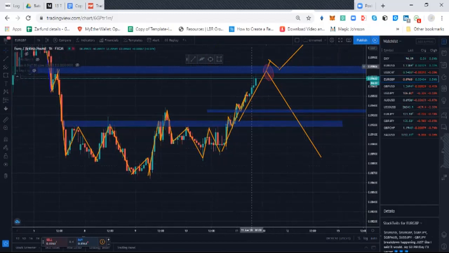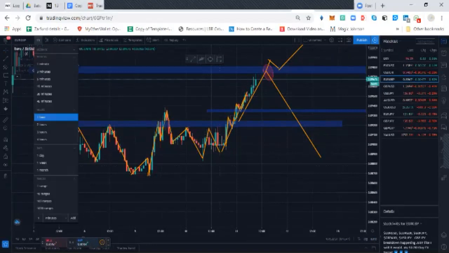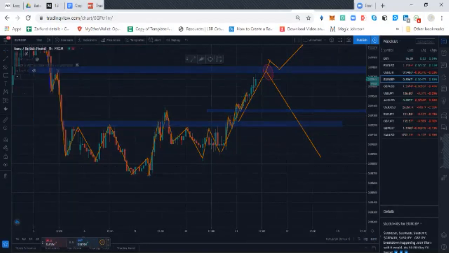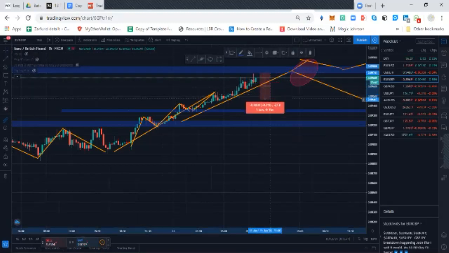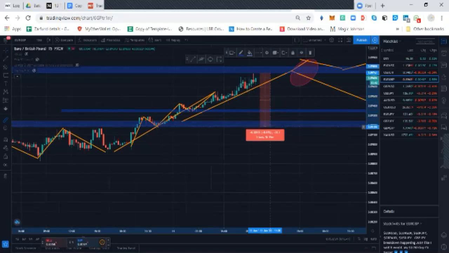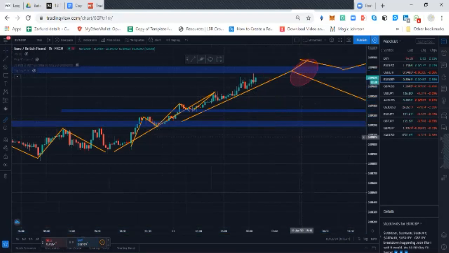All right, and for us to know exactly that that's what's going to happen, on the 15 minutes we are going to see some kind of a reversal around there. Very soon, that's most likely going to happen. We will see price pull back from this one, and then this would be a very good sell for us. In my opinion, this is going to happen.